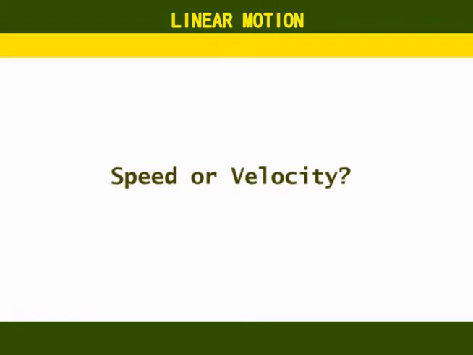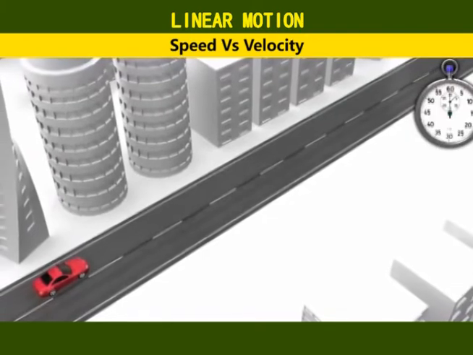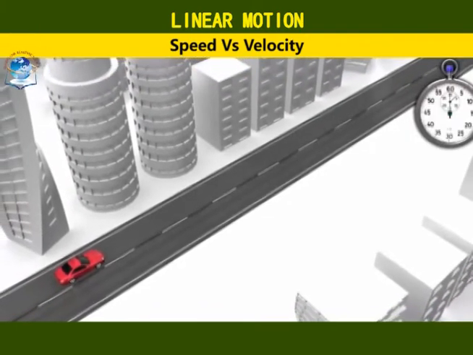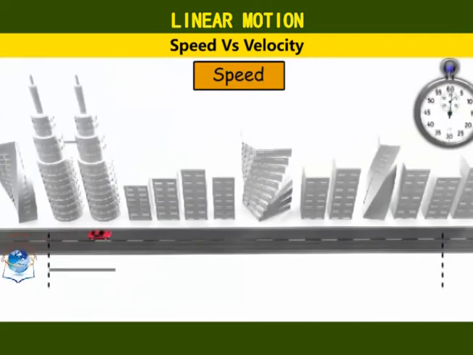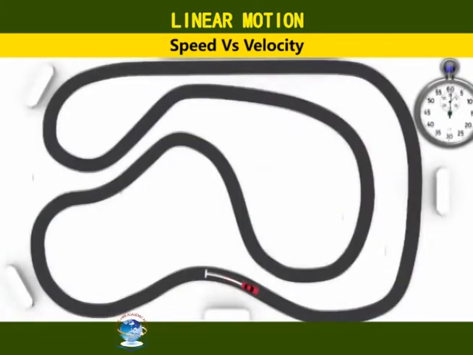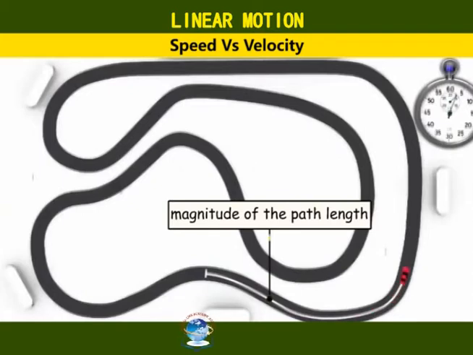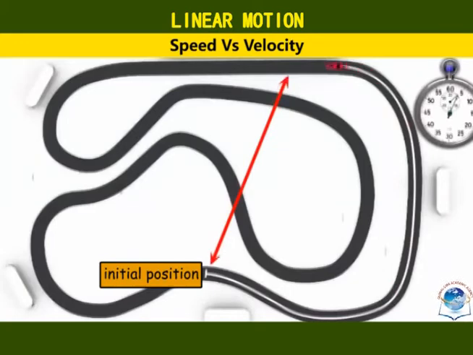Now, are speed and velocity synonymous? Yes, in common language they are synonymous, but in science they are not. Speed is a scalar quantity, while velocity is a vector quantity. Speed has only magnitude, whereas velocity has both magnitude and direction. Speed depends on the magnitude of the path length described by a body and the time taken to describe this path. Velocity, on the other hand, depends on the displacement of a body and the time taken.